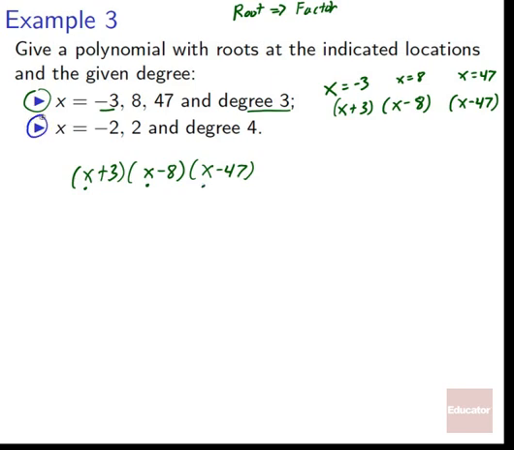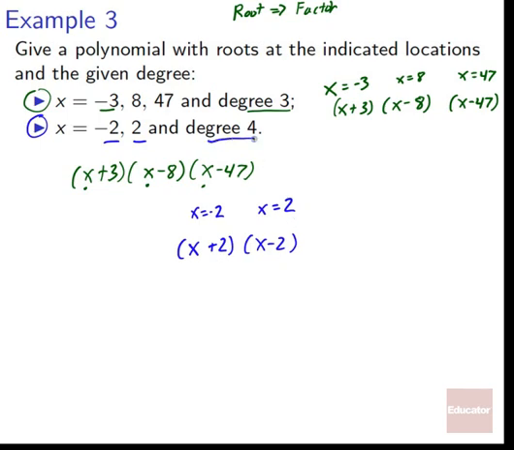Next one, we've got negative 2 and positive 2. So we've got x plus 2 for the negative 2 and x minus 2 for that. Why? x equals negative 2, we move that over, we get x plus 2 equals 0. x equals positive 2, we move that over, we get x minus 2 equals 0. So we get x plus 2 times x minus 2.